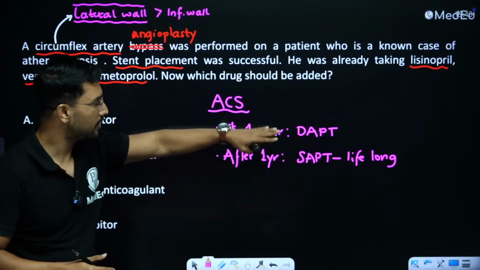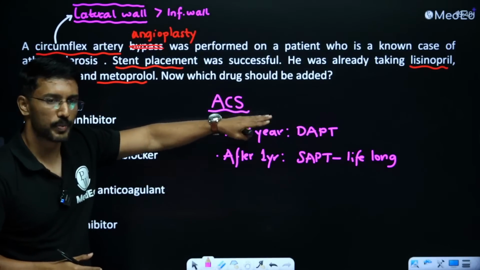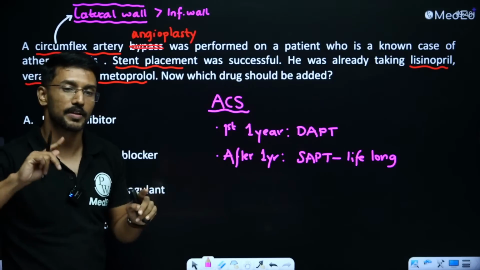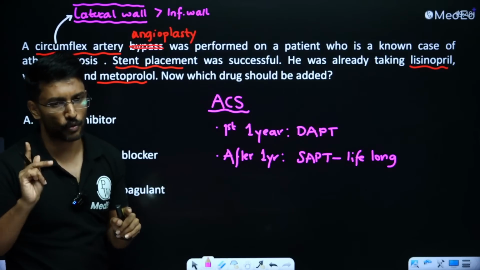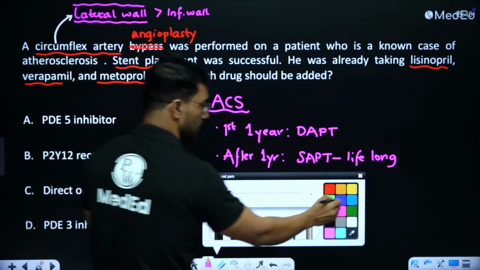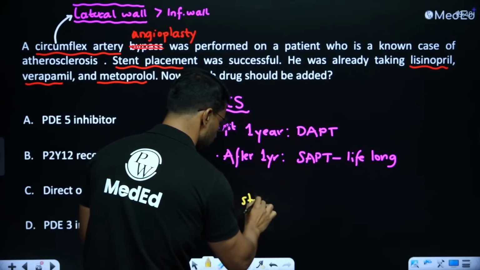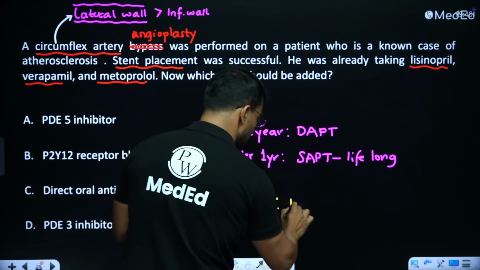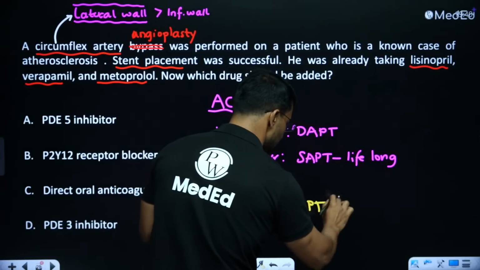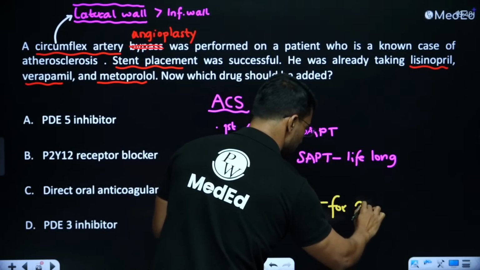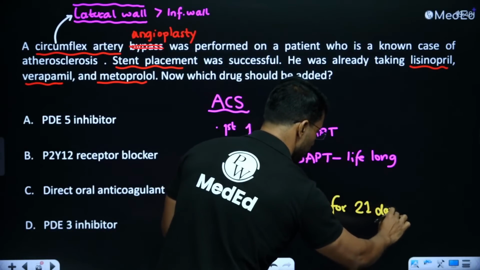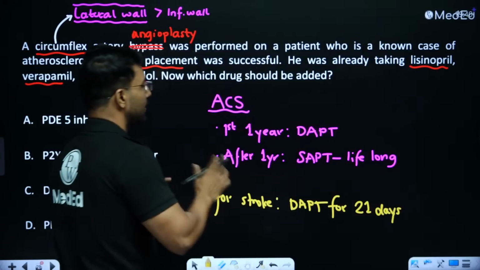But first, for one year, for an acute coronary syndrome patient, we give dual antiplatelets. If it is a stroke, we give dual antiplatelets for only 21 days. Remember, this is also an MCQ point. For stroke, of course ischemic stroke, DAPT is for 21 days or 3 weeks, not for 1 year. But for acute coronary syndromes, it is for 1 year.